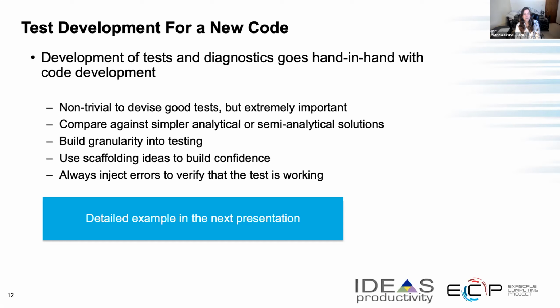Sometimes you can devise tests that use a simpler analytic solution to test your components, and then build granularity into the testing. We'll have more examples of using scaffolding ideas to help build confidence in the components and the interface between them. And last of all, for any test that you do, think about whether you might want to inject errors to make sure the test is working, that it shows when faults actually occur, and it will catch them.